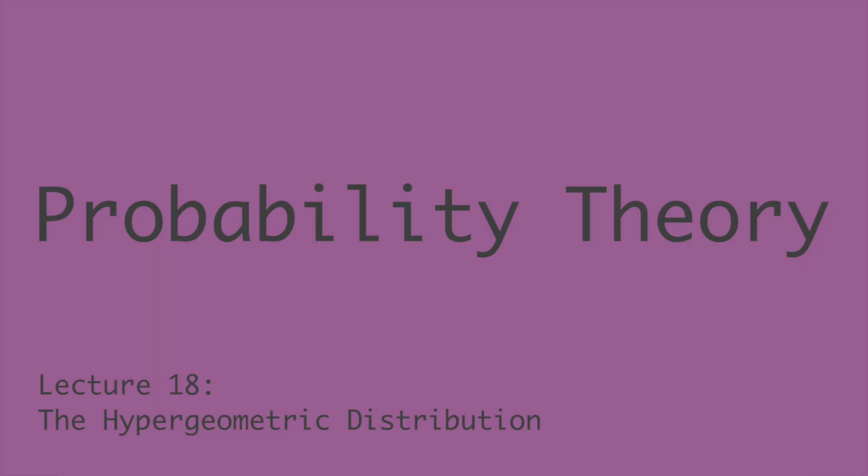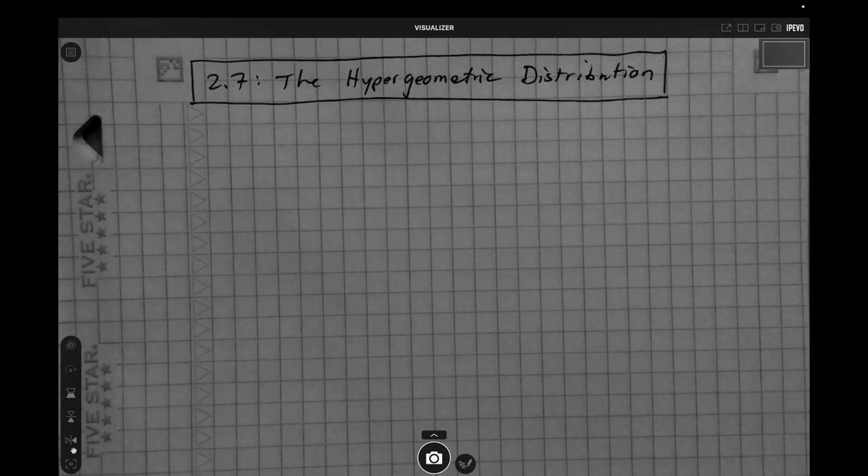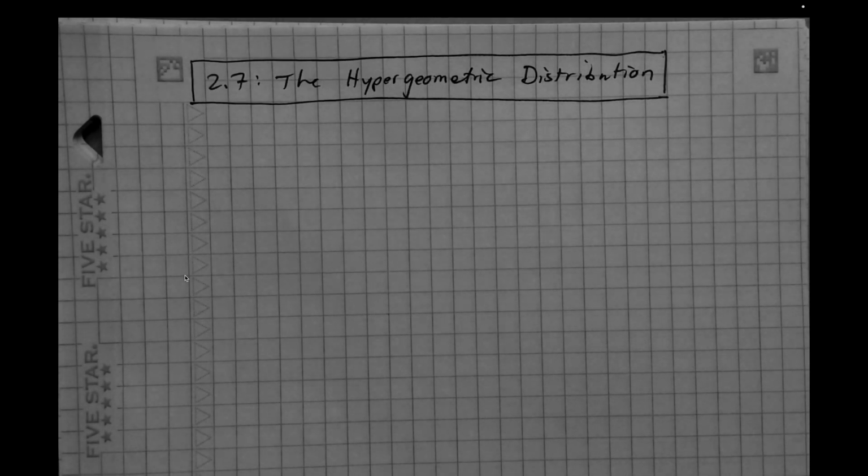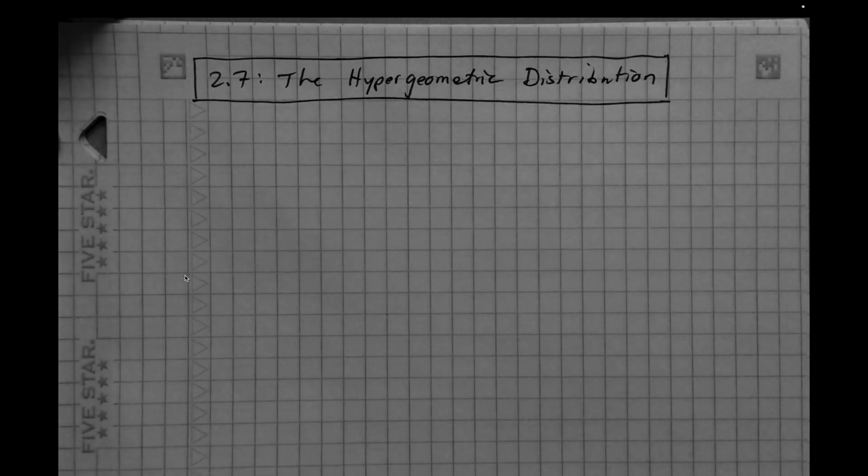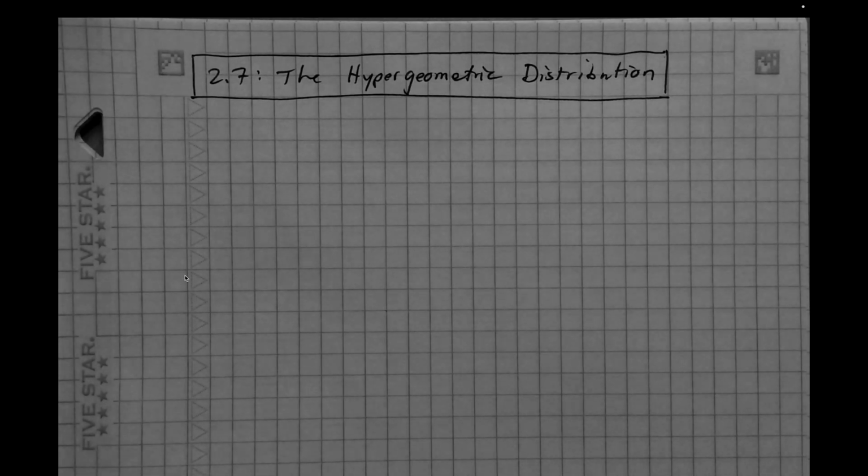And in this section, we're going to discuss the next interesting discrete probability distribution, and that is the hypergeometric distribution. So let's take a look at that. We'll call this section 2.7, the hypergeometric distribution. This one's a little different than what we've seen previously, so let's talk this through.